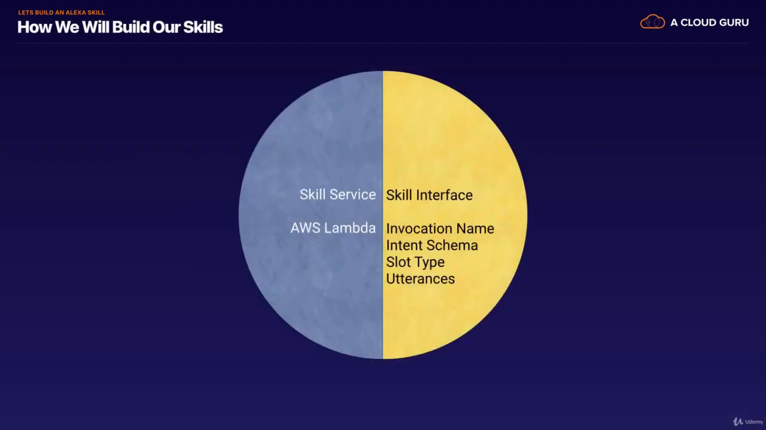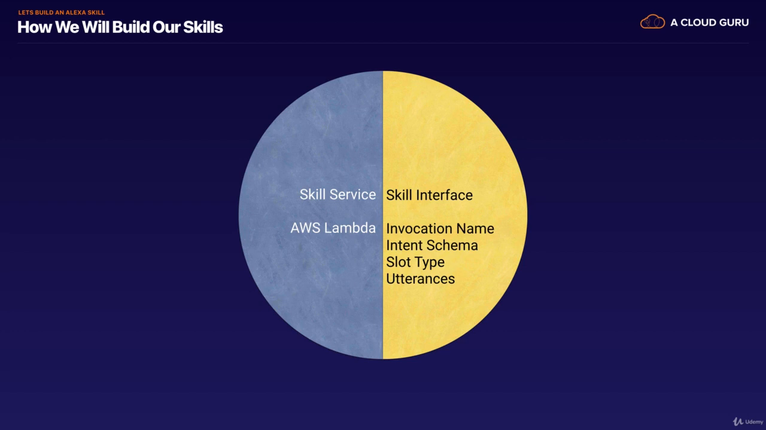In terms of how we build our skills, we always start with the skills service, and this is our Lambda functions, and then we build out our skill interface. Our skill interface will consist of the invocation name, that's just the name that you use to enable your skill. So it might be Alexa, open Ryan Kronenberg. And then we have our intent schema, our slot types, and our utterances.